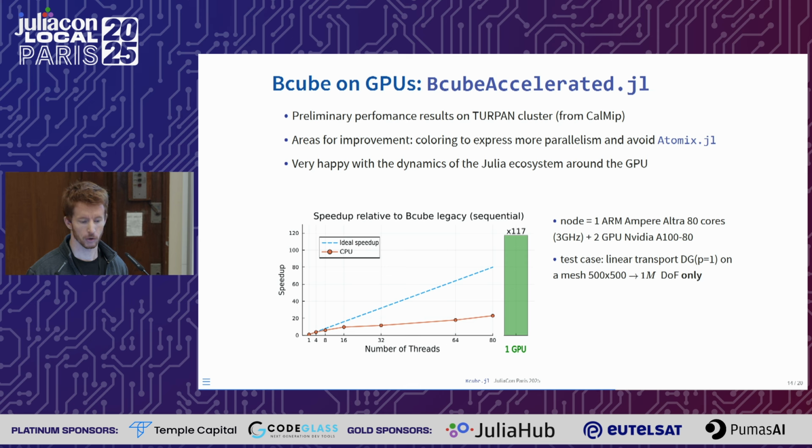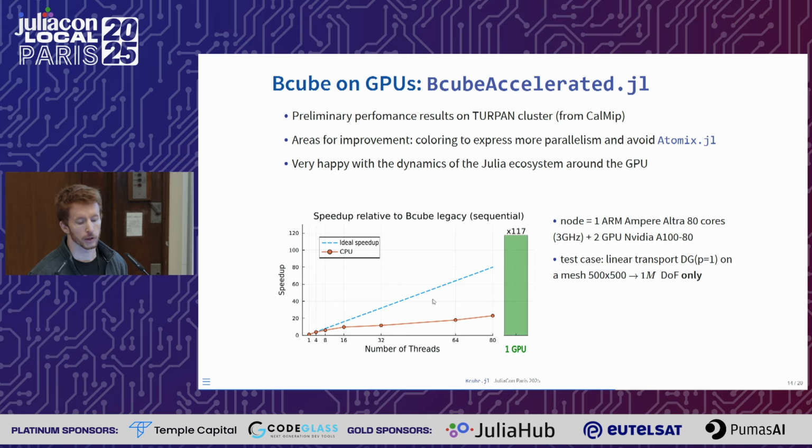This package was started just last summer, so just two months ago, but we were able to try some performance benchmarks. Here we have some preliminary results. The first target for us was the GPU. Here you can see the speed-up that we get with respect to the serial version of Bcube on one CPU core. The speed-up is quite nice for us.